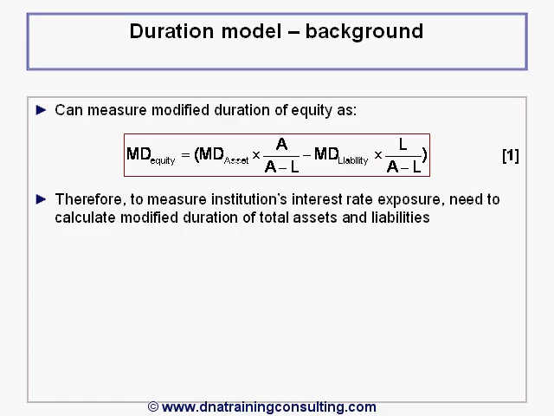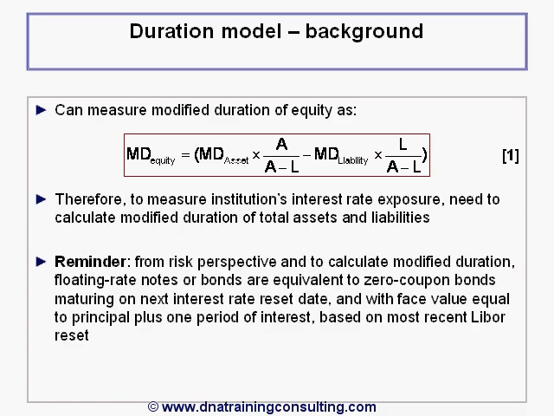We remind you before proceeding further that from a risk perspective, and to calculate their modified duration, floating rate notes or bonds are equivalent to zero coupon bonds with maturity equal to the next interest rate reset date, and with face value equal to the principal plus 1 period of interest based on the most recent LIBOR reset. We refer you to our module on value at risk if you need a refresher on this point.